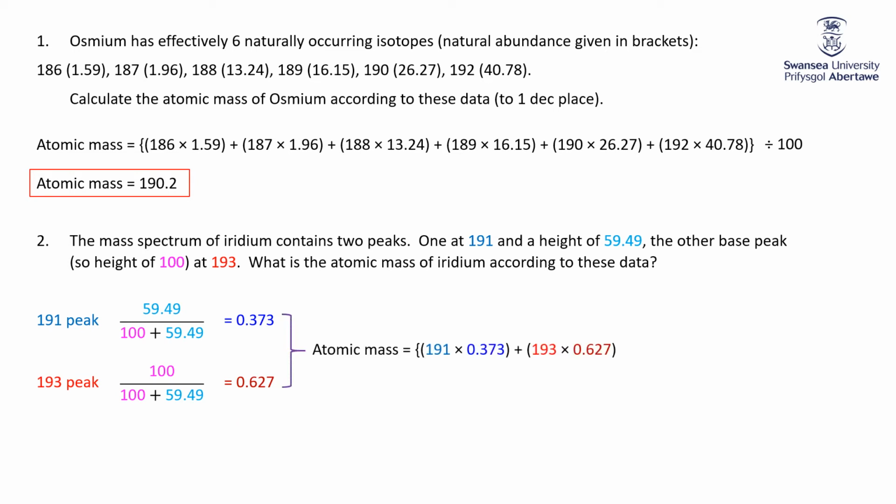Pop in these data now. So 191 times 0.373 plus 193 times 0.627 gives us the atomic mass of 192.2.